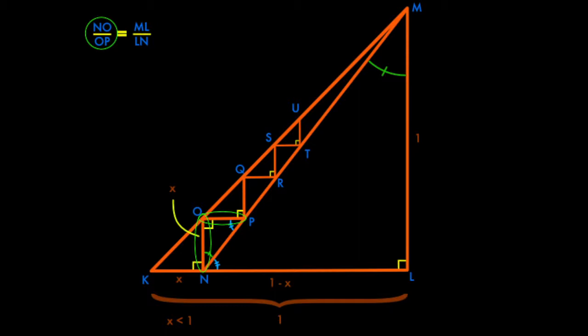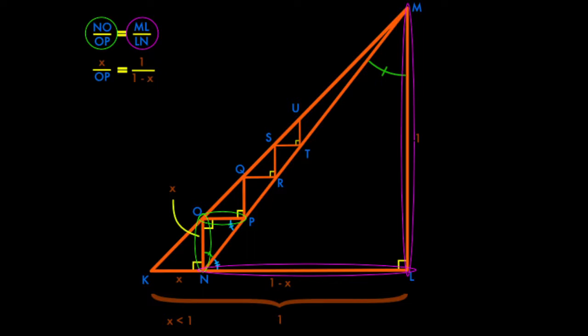So let's compare here the sides circled in green. We have NO to OP, and that should be equal to the ratio of ML to LN. So now that we know that NO is to OP as ML is to LN, we can fill in some of those values. We see that NO is equal to x, and we know that ML is equal to 1, and that LN is 1 minus x.